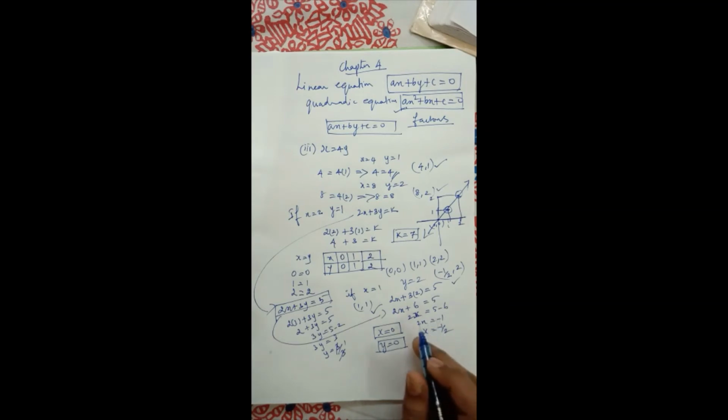Is it clear, students? Good. Then one more thing. The graph of x equal to a is a straight line parallel to the y-axis. Similarly, the graph of y equal to a is a straight line parallel to the x-axis. These important points are in your book, in the summary on the last page, so you have to go through all.